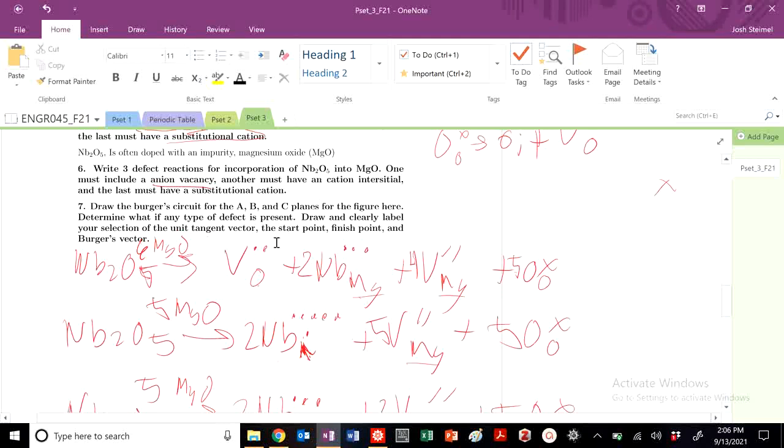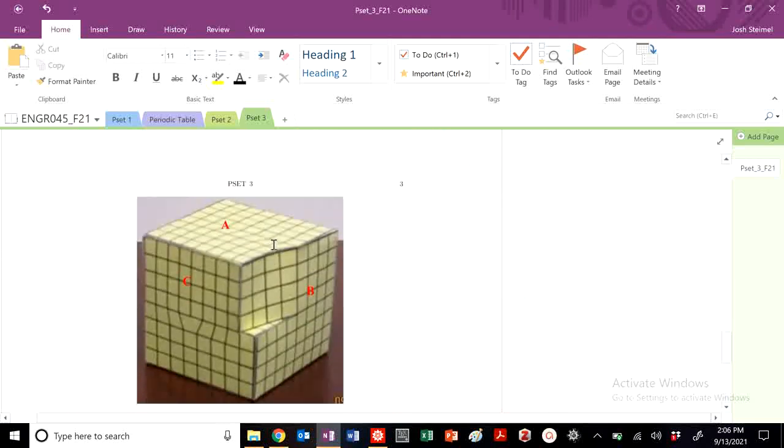And now we need to draw our Burgers circuits for A, B, and C. So A, I'm going to choose my tangent vector like this. I'm going to start here and count. Go right-hand circuit. This is my start. So 1, 2, 3, 4, 5, 6, 7, 8, and the same count along each side of the circuit. So this is no defect.